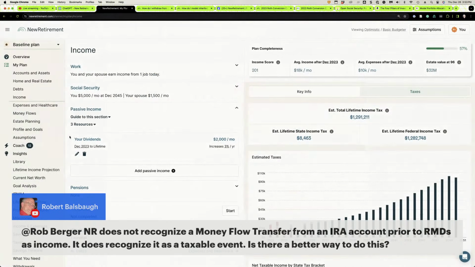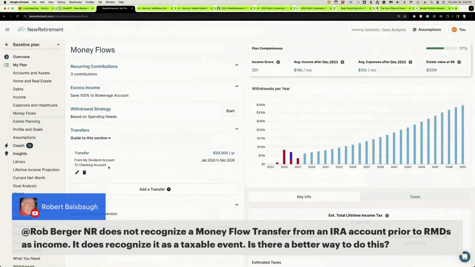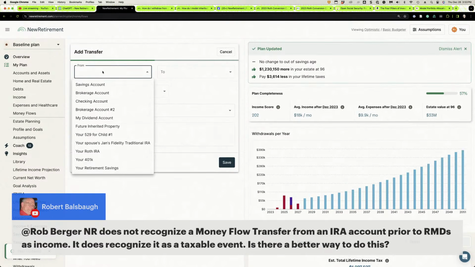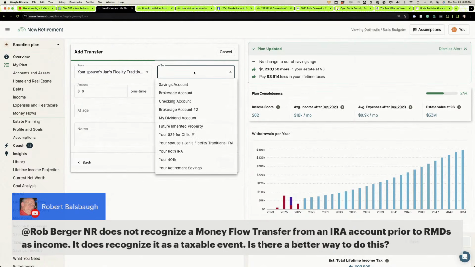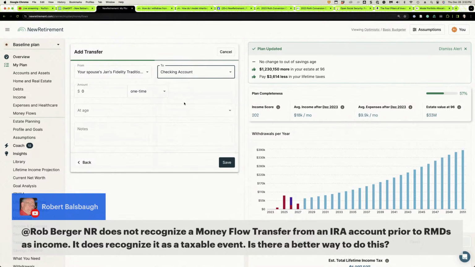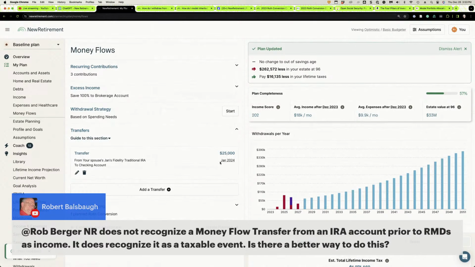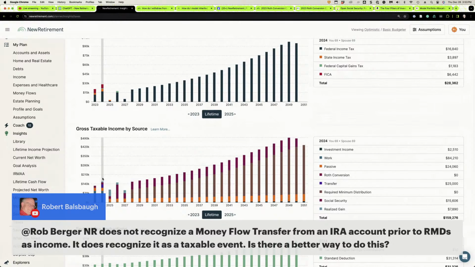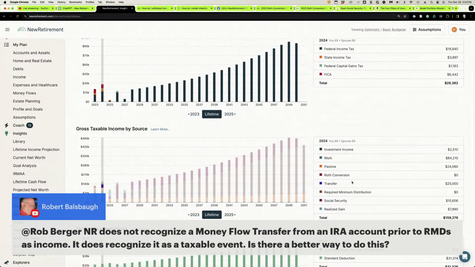So if we do a transfer, what transfer do we have? We'll delete that one. So if we do a transfer from, do we have an IRA in here? Here we go. Jan's traditional IRA. And we're going to put it in the checking account. I'm assuming we're going to spend it, right? And it's whatever, it's $25,000. And we'll do it January of 24. So that triggers taxes, right? And we want it to trigger taxes. And that'll trigger taxes in 24. It'll be treated as ordinary income and come down to taxes by source. And here's our transfer right here, purple, 25,000.